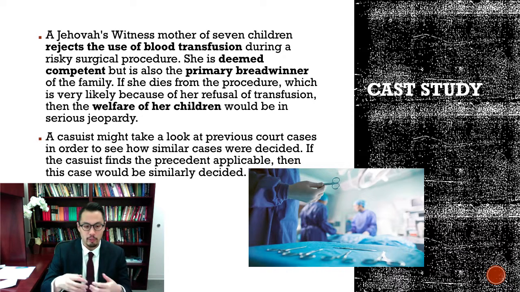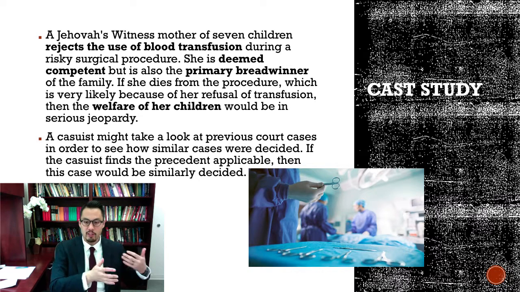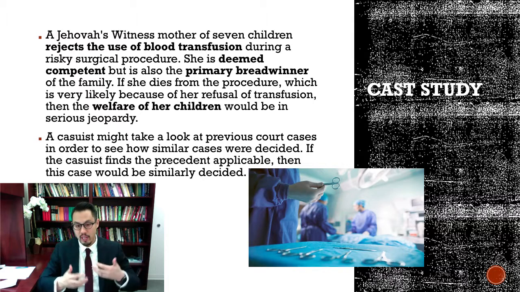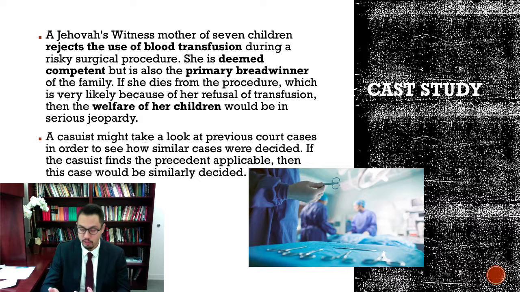So if the casuists find a particular precedent applicable, so for instance, if a previous court decision ruled against the parent's choice or autonomy in favor of the welfare of the children, then that previous case would seem to suggest that if we applied that case to this particular situation, it would be morally justified for the clinical ethicist or the provider to rule in favor of the welfare of the children and against the autonomy of the mother.